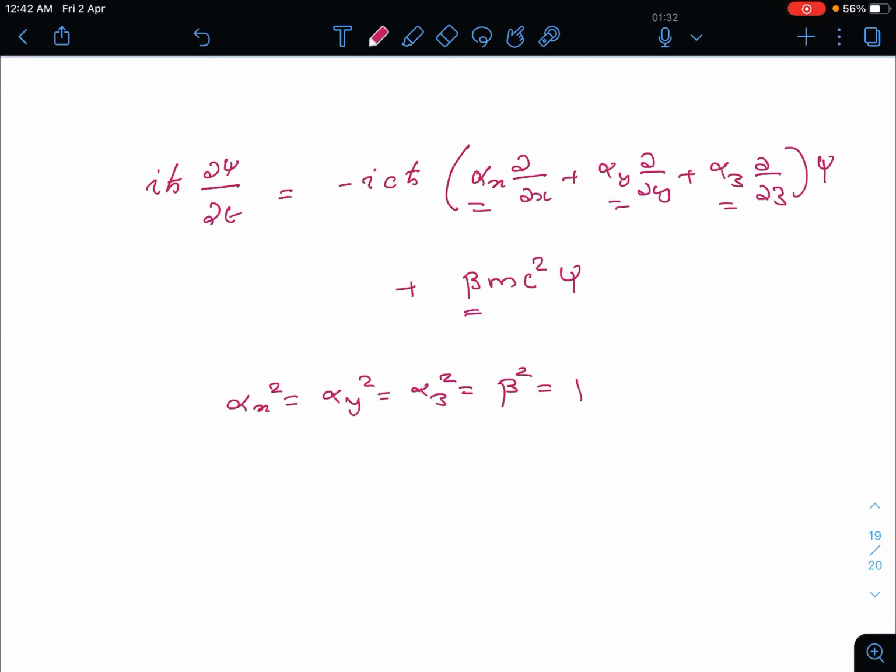Now we know that the Hamiltonian we wrote as c α·p plus, maybe these are two vectors, plus βmc².